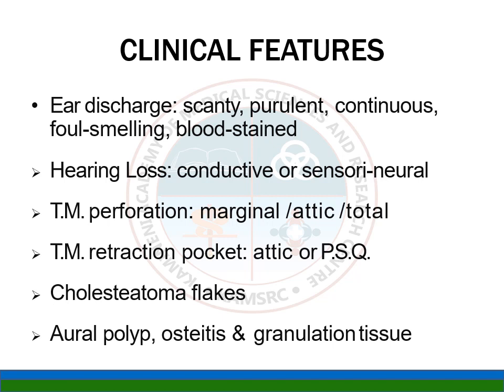And hearing loss, it can be conductive and sensorineural. The disease process may damage the lateral semicircular canal, or it may damage the round window. You will then have a sensorineural hearing loss. And tympanic membrane perforation should be marginal or attic, and you will have an attic or posterior superior retraction pocket, and you can see cholesterol flakes. And aural polyp, osteitis, and you can find granulation tissue also.